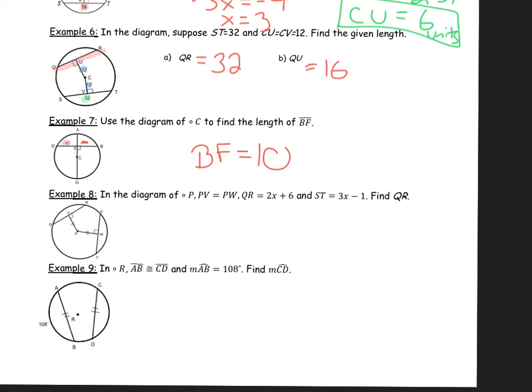In example 8, we've got circle P. PV is equal to PW, which we can tell by these tick marks right here. And we're told that QR, which is a chord, is 2x plus 6. And we are told that ST, which is the other chord, is 3x minus 1. Now, because they are equidistant from the center, we can just set them equal to each other.